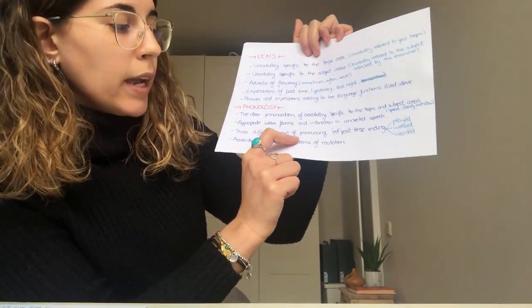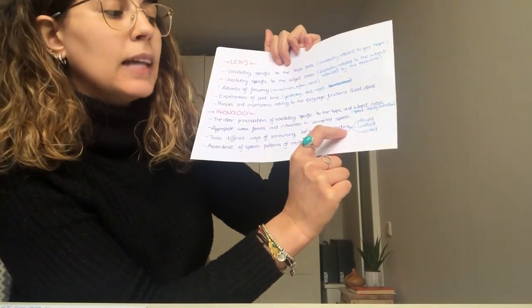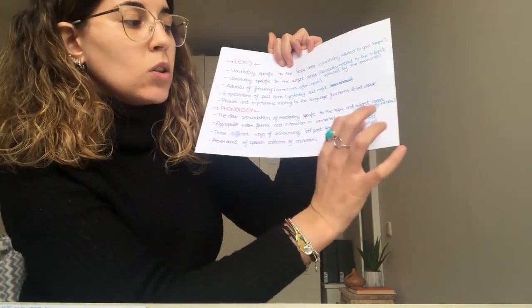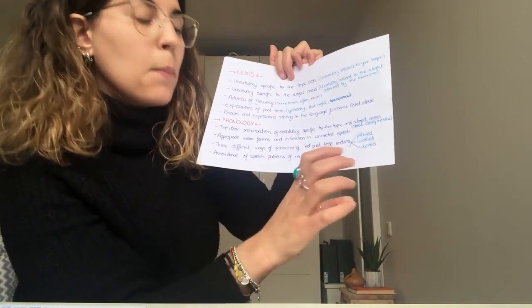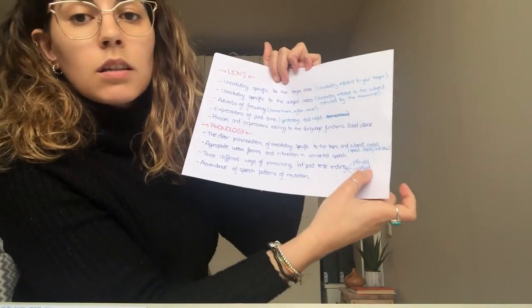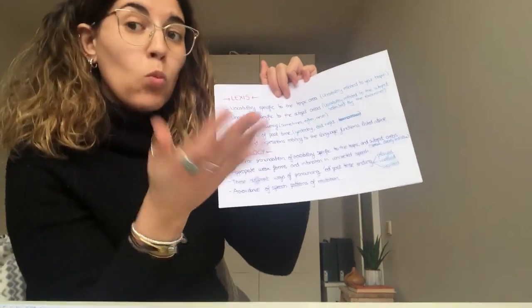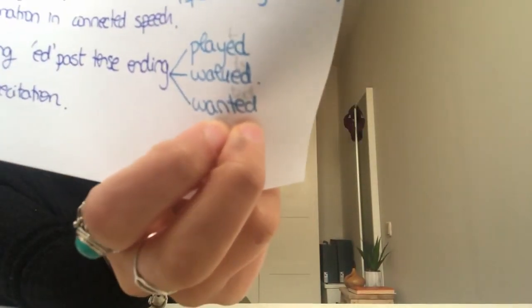And three different ways of pronouncing the ed past tense ending. So we have three different forms to say ed past, okay? So we have played. You can hear like a D at the end, like played. We have walked. That's the past of walk. So we have like a T at the end, walked. And we have wanted. That is like the same word that we are reading.